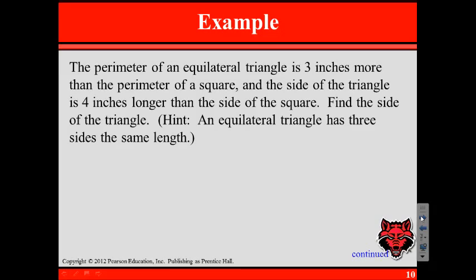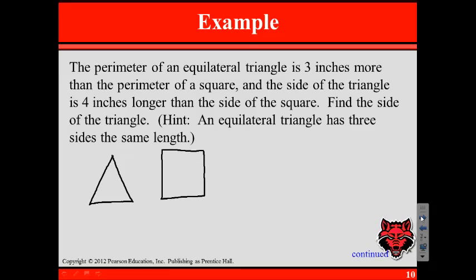The perimeter of an equilateral triangle is 3 inches more than the perimeter of a square, and the side of the triangle is 4 inches longer than the side of the square. Find the side of the triangle. And a hint is given: an equilateral triangle has 3 sides the same length. So before we start working this problem, I'm going to draw, as best as my horrible artistic abilities will allow, an equilateral triangle and a square.